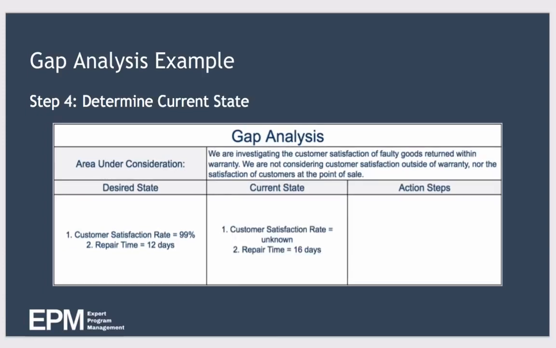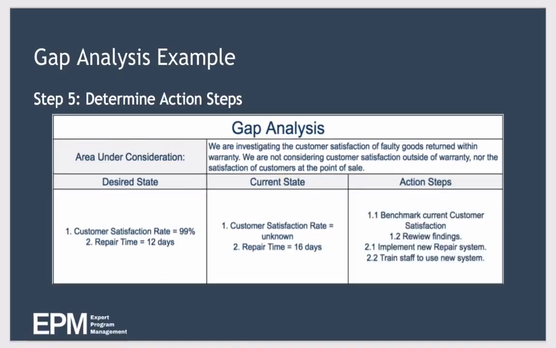So step 4, determine the current state. Now that we know the targets we want to achieve, in this step we assess where we are currently against those targets. Unfortunately for this company in our example, it doesn't currently benchmark customer satisfaction, but it does know that the average repair time is 16 days. So we update our gap analysis template to reflect this.